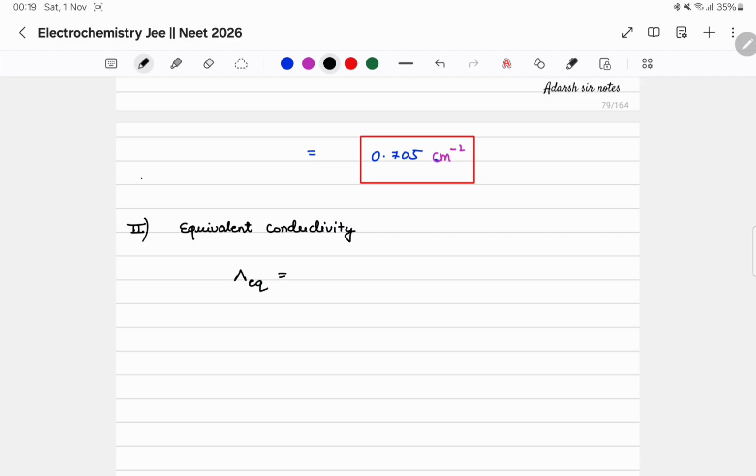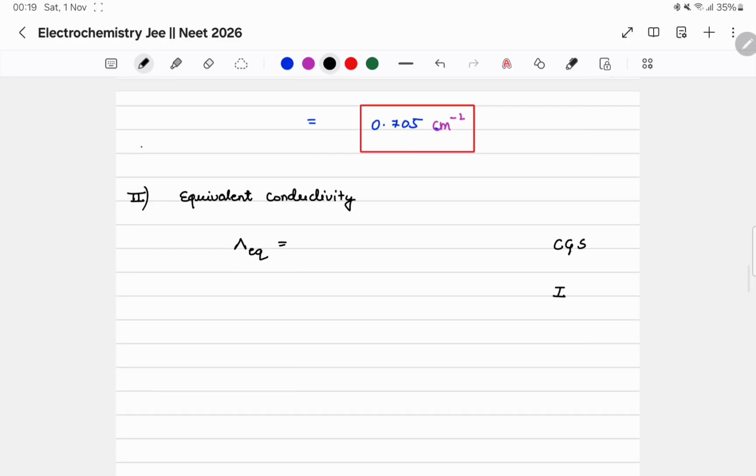Now be very aware what formula we utilize, which students generally confuse. There are two things: one is CGS unit and one is SI unit. First you need to understand what the formulas are in CGS and SI units. CGS means centimeter gram second. When centimeter is used, the formula is kappa into 1000 by normality. Be aware again: if I have to deal with CGS units, 1000 will be in the numerator. But if the examiner says to solve in SI units, then what will the formula be?